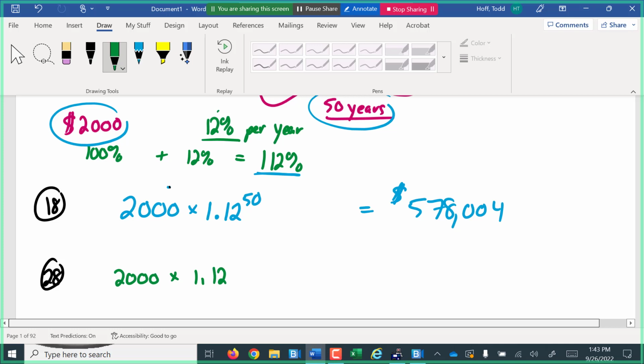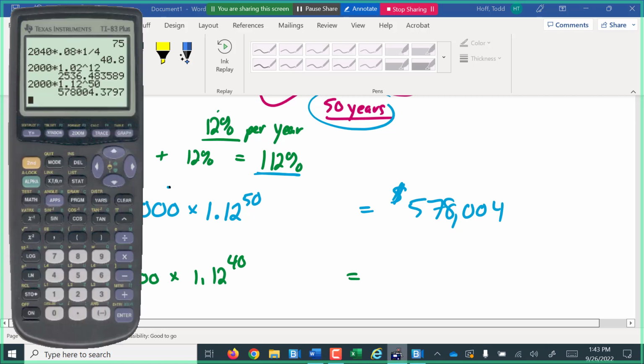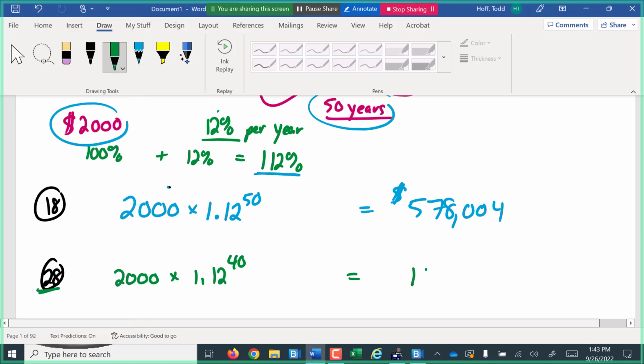now it's only going to be how many years? 40 years. So 2,000 times the 1.12 to the power of 40. Anybody want to guess? 186,101. You get about a third, actually a little bit less than a third, of what you would have if you'd put it away 10 years earlier.